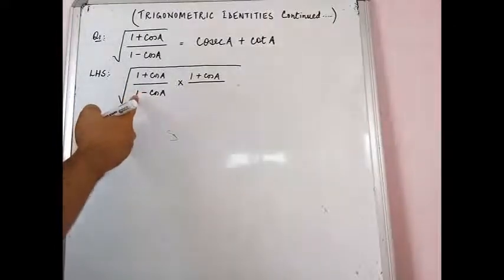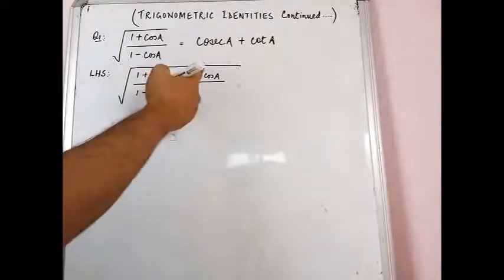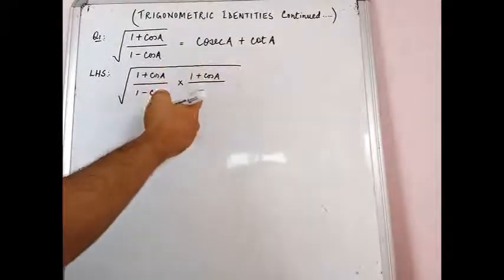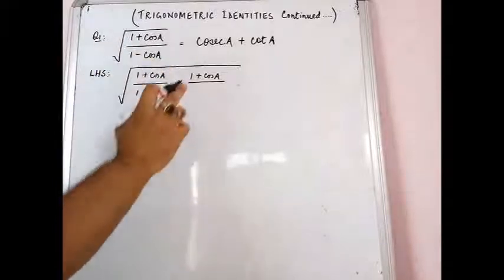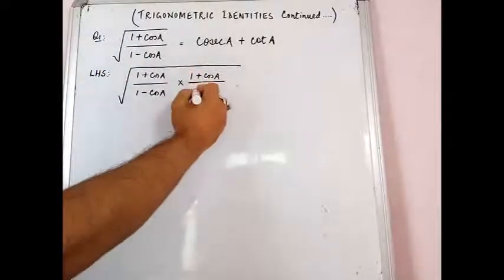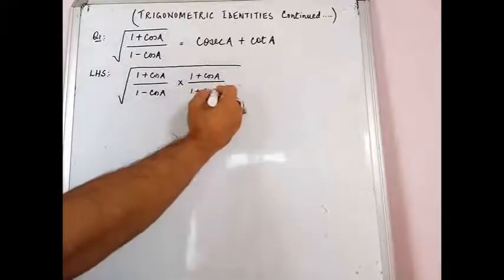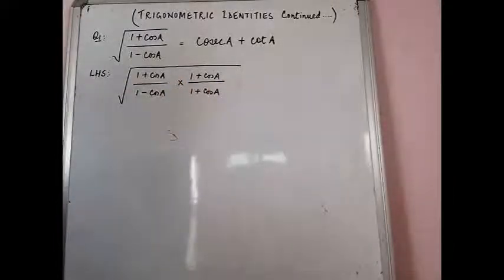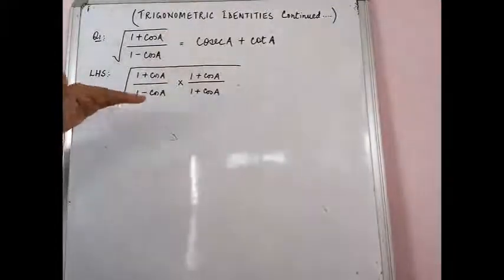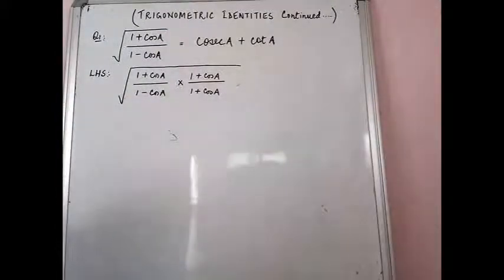So if it is 1 minus cos a here, you will multiply this entire thing with 1 plus cos a both in the numerator as well as in the denominator. Now why we are exactly doing this is something that you will get to know in the next step.